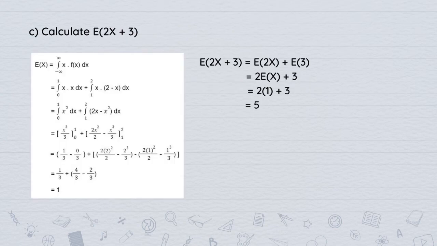Okay, next, the third question. Calculate the expectation of 2x plus 3. We need to find the expectation of x first because we will substitute it in the equation later. Using the formula given, integrate x times f(x) dx from negative infinity to infinity. So we'll just substitute the values and we'll get 1. The expectation of 2x plus 3, we can separate it into expectation of 2x plus expectation of 3, which is equal to 5.